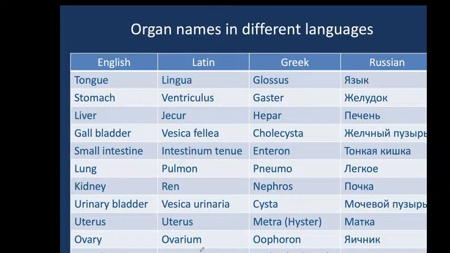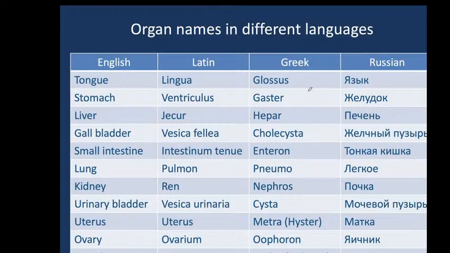These tables contain different names of organs, and you see these are four columns. First is English, and maybe you know all of these terms in English, but it is necessary to study Latin, and it is necessary to study Greek names. Why is it obligatory to know Greek names of organs?